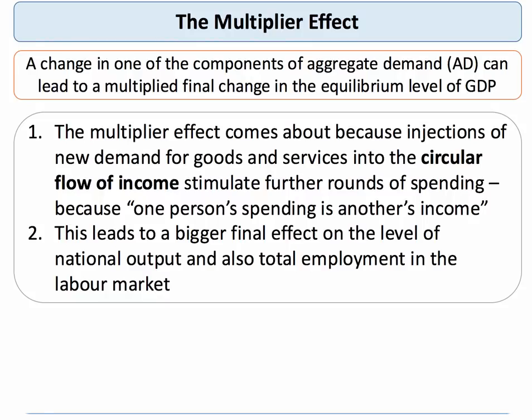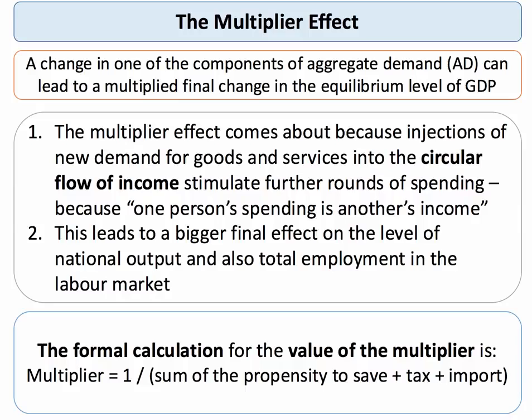The multiplier effect is a process that comes about because injections of fresh demand for goods and services into our circular flow model then stimulate further second and third rounds of spending. The phrase one person's spending is another person's income is highly pertinent to understanding the multiplier. So if the multiplier effect is quite strong, an initial change in demand can have a marked, significant effect on the final level of output and also jobs in the labour market.